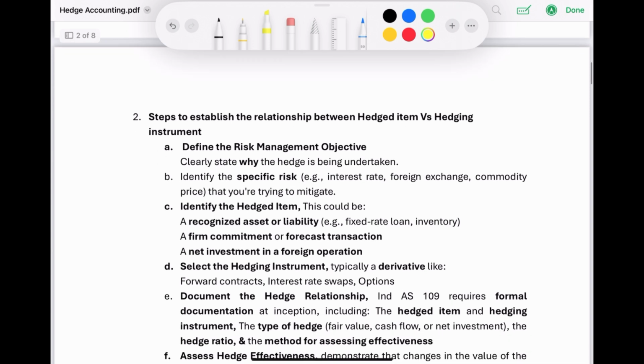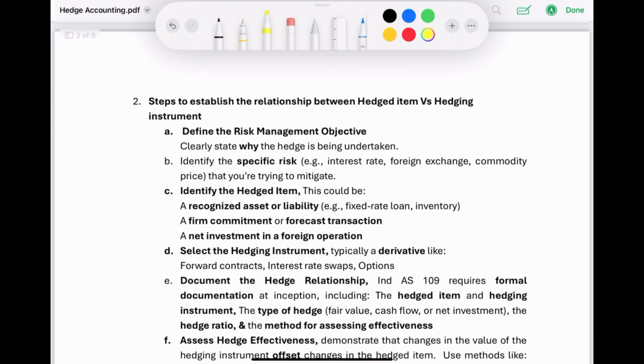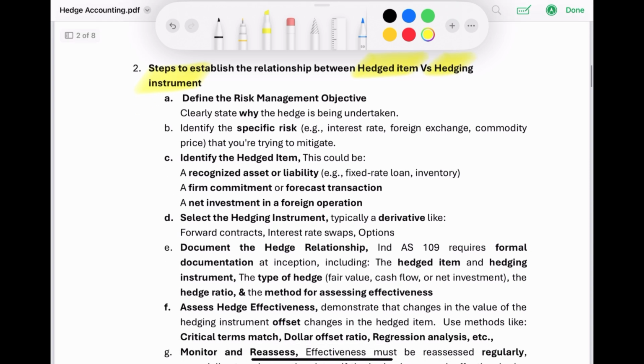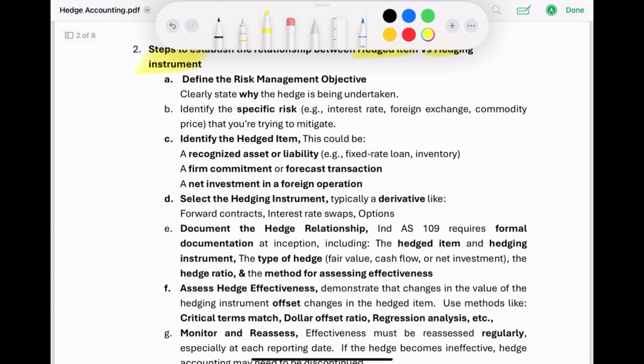Then the second topic, steps to establish the relationship between the hedged item and the hedging instrument. An entity needs to follow certain specific steps to establish the relationship between the hedged item and the hedging instrument. These are the various steps. First, the entity should have a risk management objective. The objective should be defined in the company's policy, and one of the policies should talk about why the hedge is being undertaken.